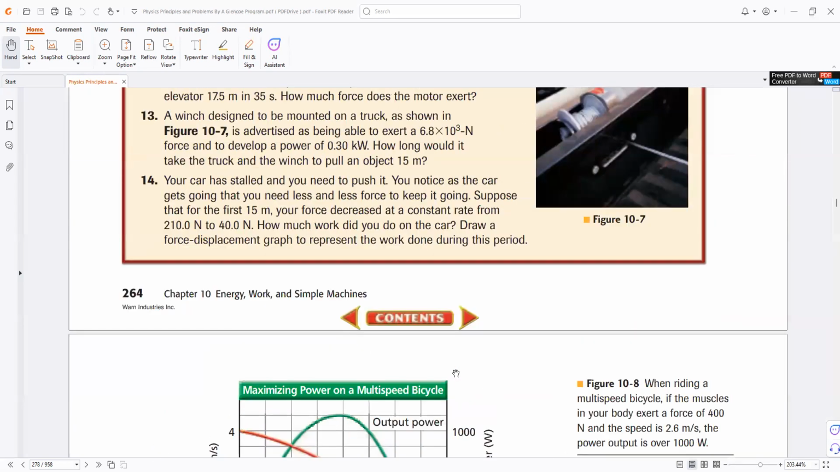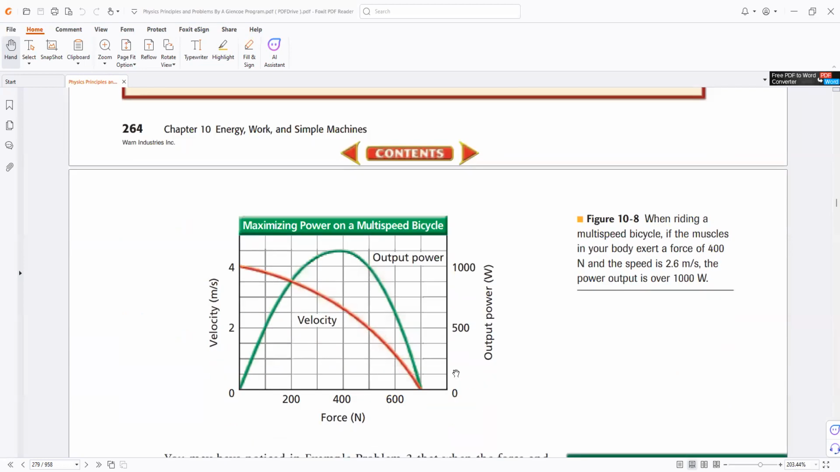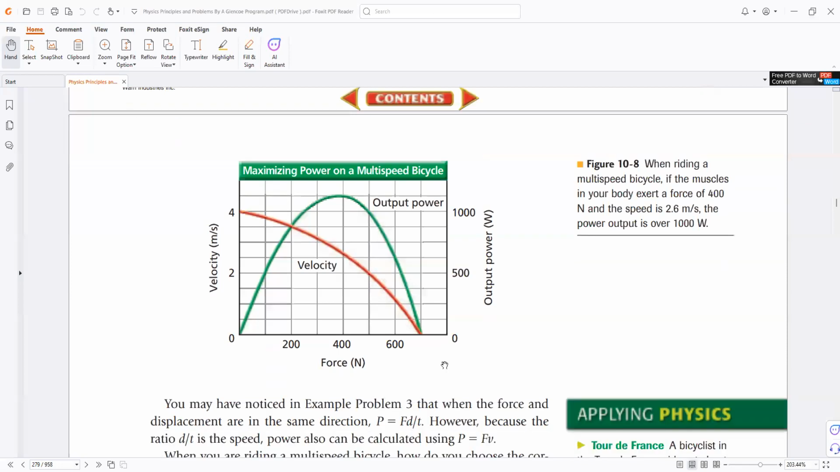In a bicycle riding case, you will understand what force I should apply on my bicycle so that I can go at maximum power. Power maximum means you are going fastest. You can check it. Clear, everybody? With the maximum velocity you can travel if you are applying a force of 400 newtons. By the time, the exerting power of your body is 1000 watt. So that is the output.